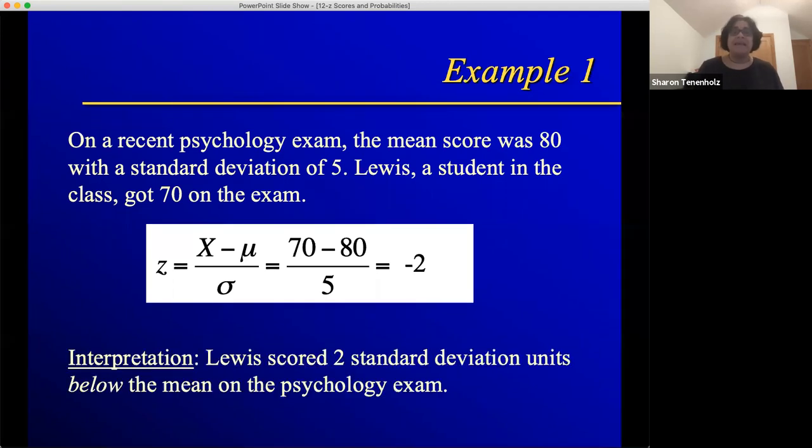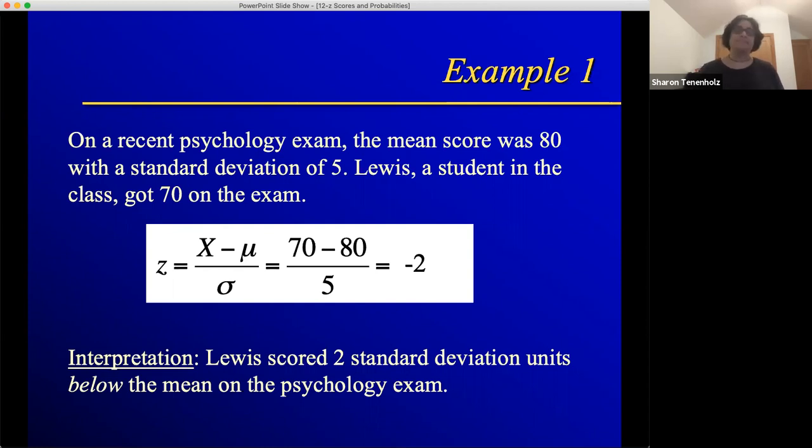What that's telling us is that Lewis scored 2 standard deviation units below the mean on the psychology exam. So not only was he lower than what was typical, what was average, but he was pretty far below the average when you scale it in these appropriate units. So that's what z-scores can tell us: 2 standard deviations below the mean. It's giving us context to understand that score.